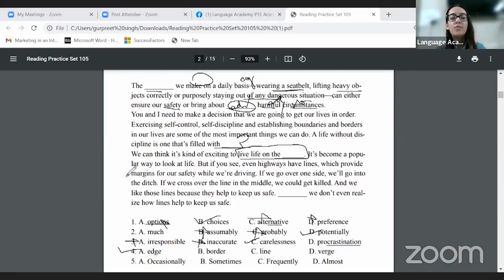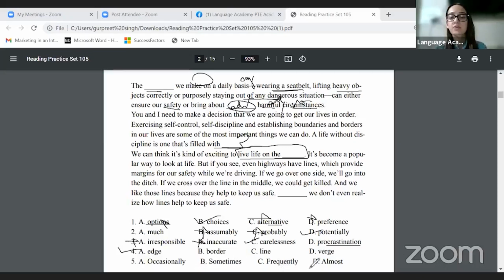It has become a popular way to look at life, but if you see, even highways have lines which provide margins for our safety while we are driving. If we go over one side, we will go into the ditch. If we cross over the line in the middle, we could get killed. And we like those lines because they help to keep us safe. We don't even realize how lines help to keep us safe.